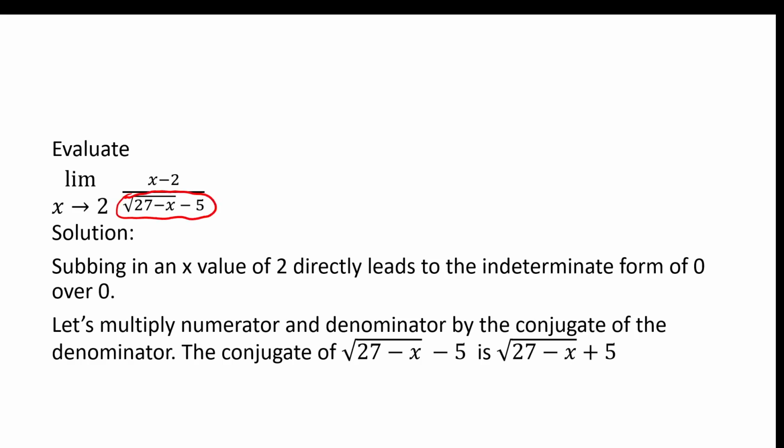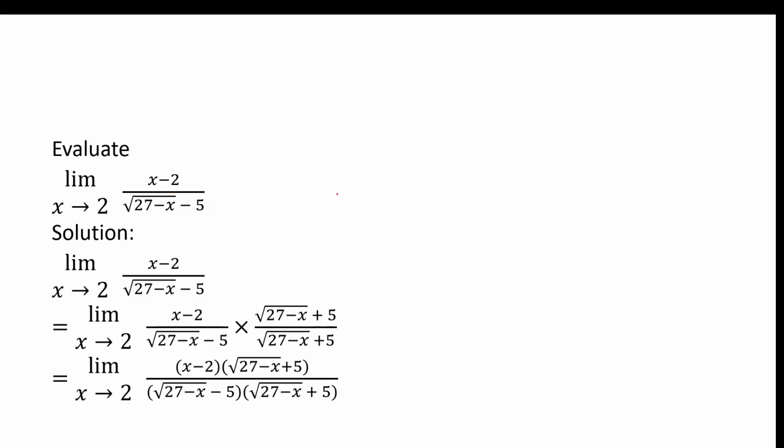Now, what's the conjugate of root 27 minus x minus 5? And the answer is root 27 minus x plus 5. So we're going to multiply top and bottom by root 27 minus x plus 5. Okay, and see where that leads us. So we show that there.